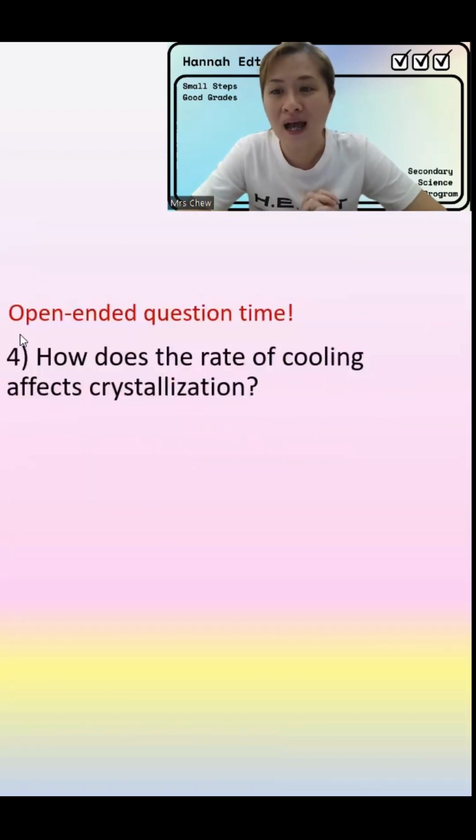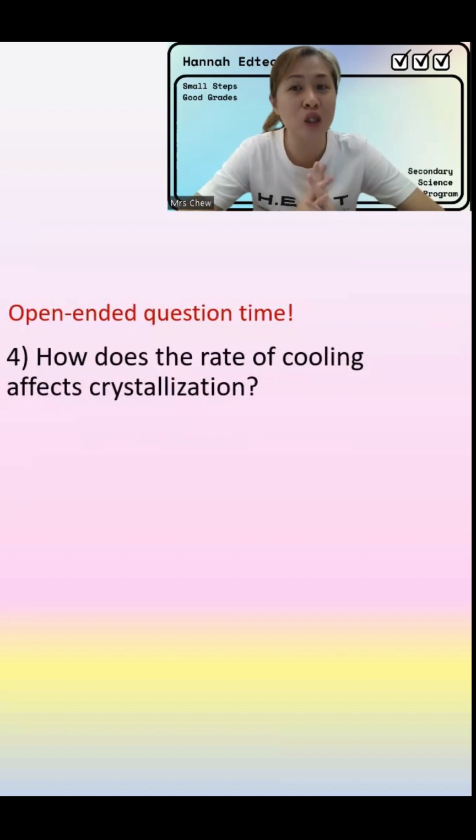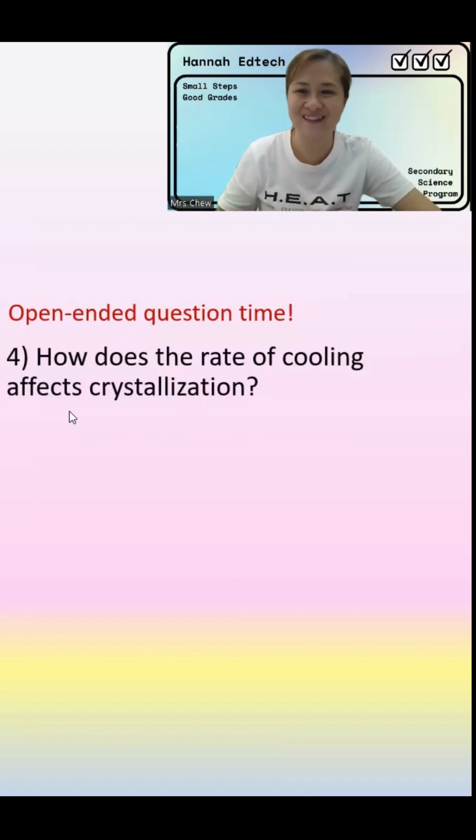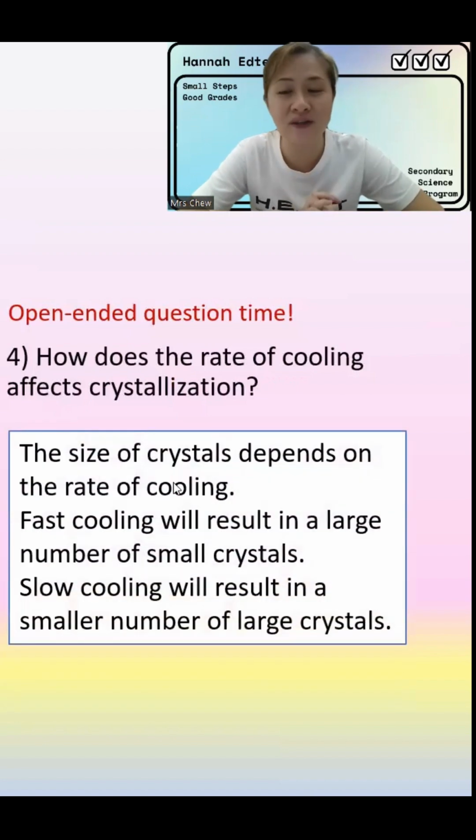Number 4, how does the rate of cooling affect crystallization? Do you cool the crystals slowly, or do you just put the saturated solution into a chiller? The size of the crystals depends on the rate of cooling. Fast cooling will result in a lot of small crystals, but slow cooling will result in a smaller number of larger crystals.